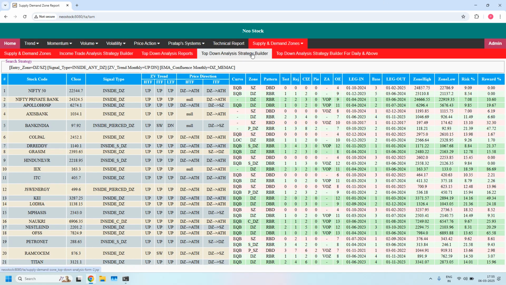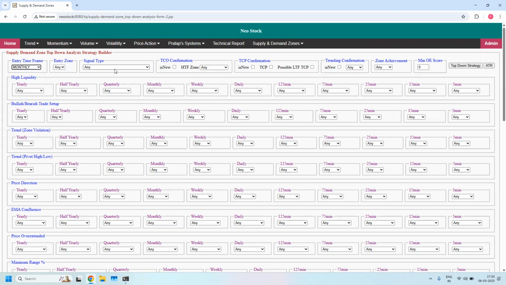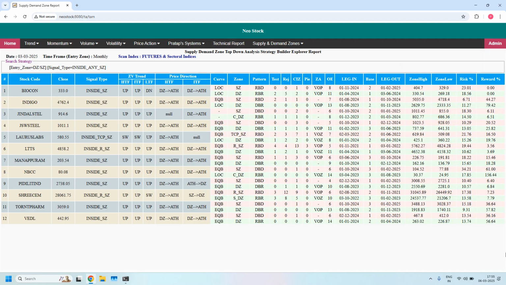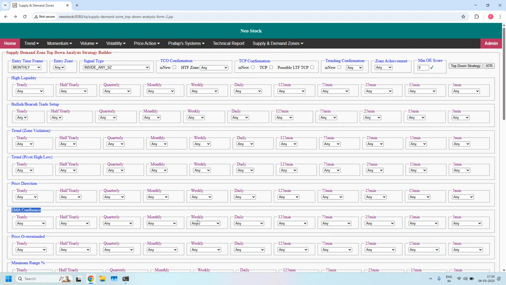Next, for monthly time frame, price closed inside the monthly supply zone, we got 12 stocks. Out of these 12 stocks, how many monthly supply zones are having monthly EMA confluence? Let us set the EMA confluence filter on monthly time frame with the filter monthly supply zone having monthly EMA confluence. And also the trend on the monthly should not be sideways. It can be up or down.